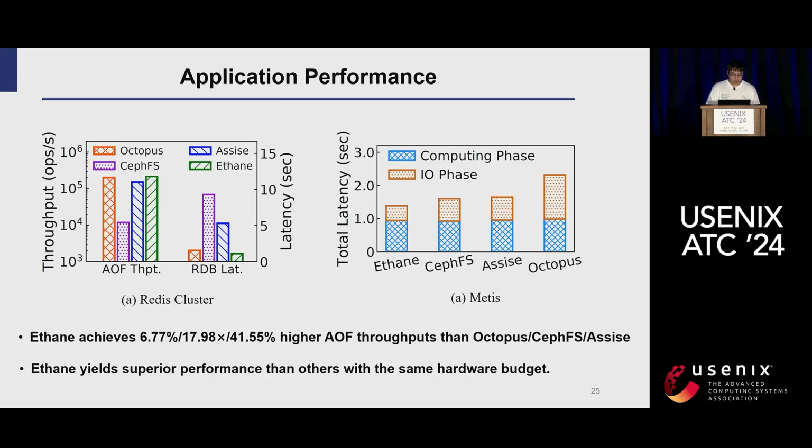Finally, we use Redis and Metis applications to quantify the performance and costs of different file systems. Results suggest that Ethane achieves high throughput and low hardware budgets. It achieves higher AOF throughput than other file systems.